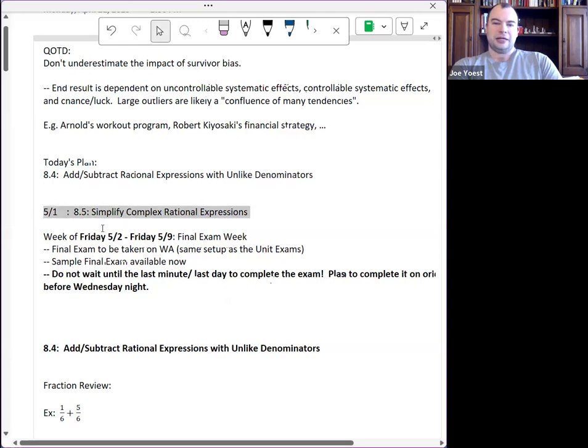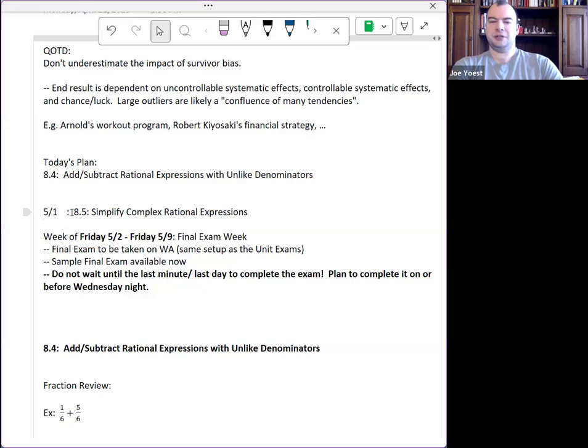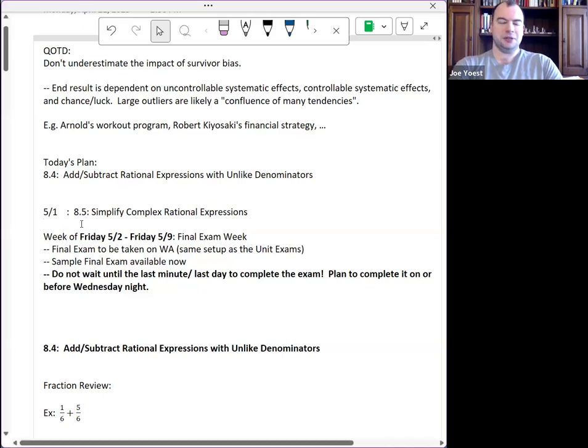The plan for Thursday's class is to wrap up, I guess, the fairly small section. We might not even take the whole class. 8.5, simplifying complex rational expressions. So when we have kind of like the quotient of two rational expressions, or like a rational expression consisting of rational expressions. And then the week of Friday the 2nd to Friday the 9th is our final exam week.